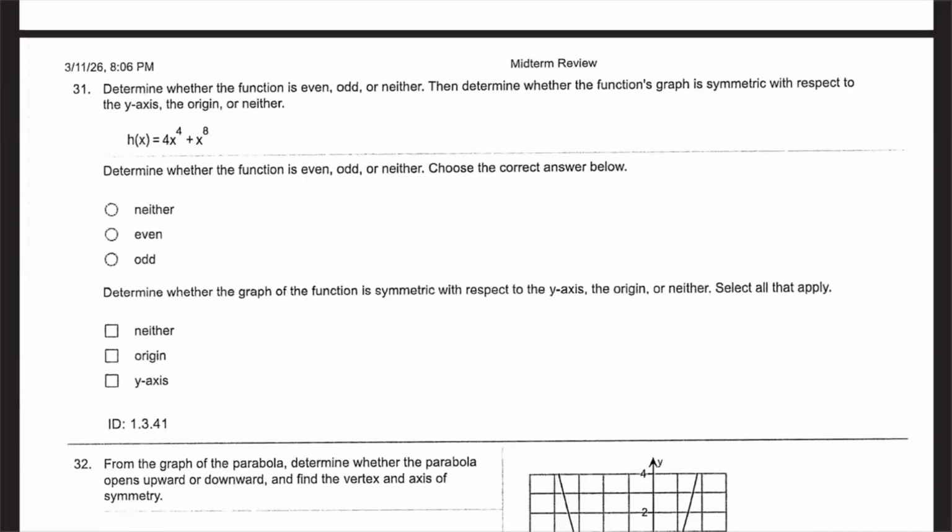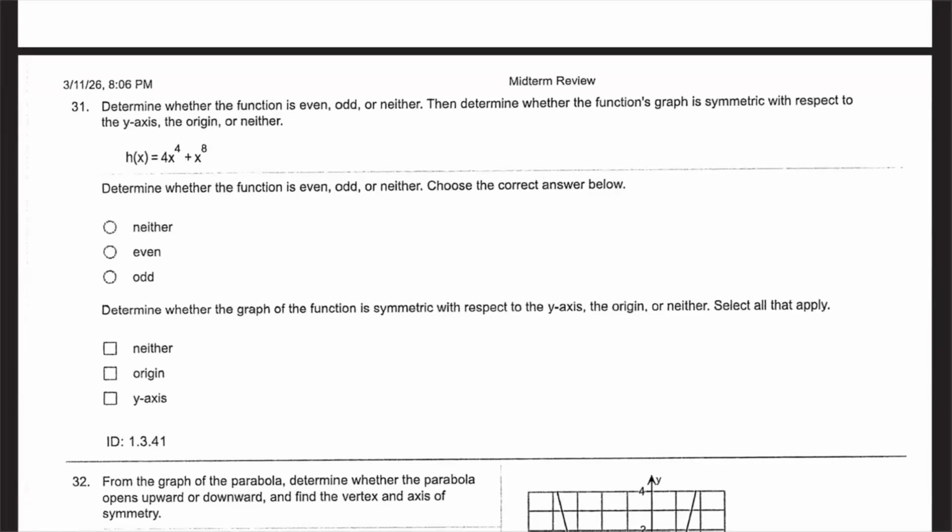Then 31, this one says same thing, determine whether it's even, odd, or neither. This is going to be the last one I do because the rest of them are similar to other things that we've done on this page. All right. Replace x with negative x. So we have the function h. So we're going to do h of negative x equals 4 times negative x to the 4th plus negative x to the 8th.